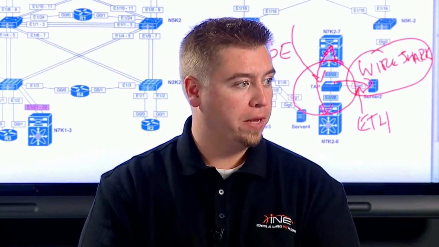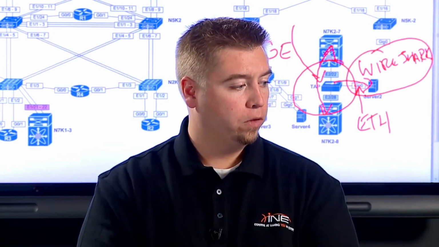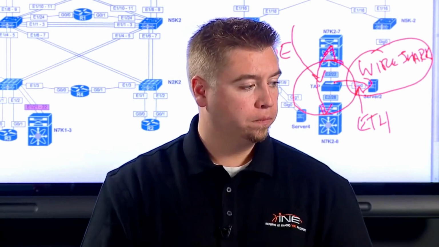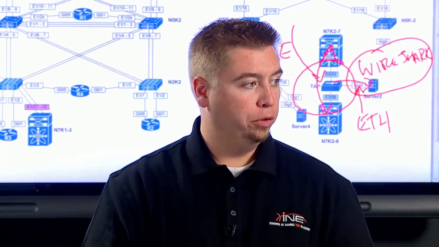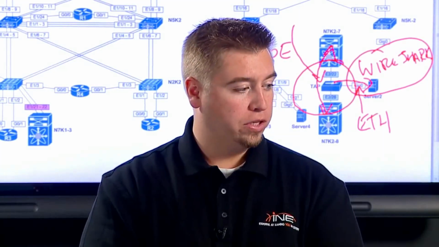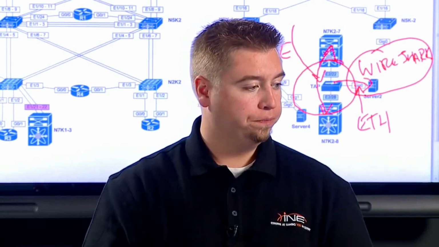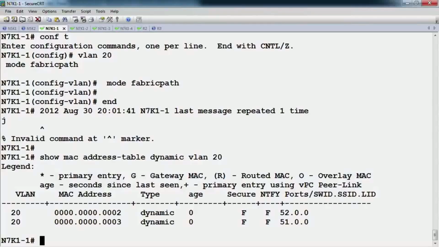So once we bring these links back up, now let's ping 20.0.0.3, and we have reachability. If we look in the core now, let's look at the show MAC address table, dynamic VLAN 20. We see those MAC addresses are now in the VLAN 20 table. So there's really no special configuration for this other than just specifying that the VLAN is running as mode FabricPath.